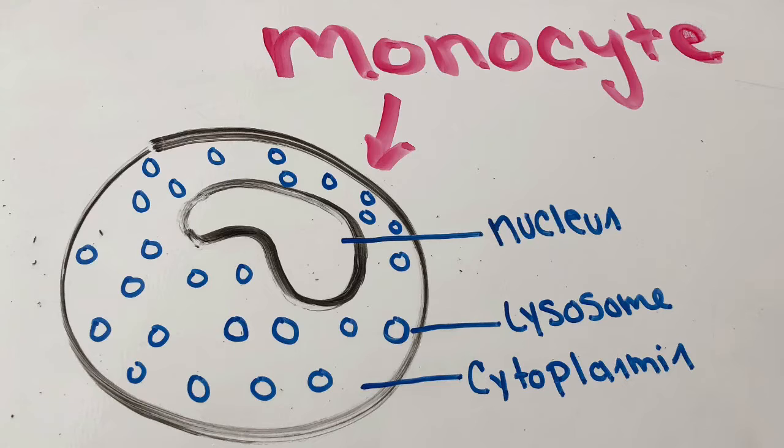Next, we have a monocyte. A monocyte consists of a nucleus, lysosomes, and the cytoplasm. The purpose of a monocyte is to carry anti-tumor, antiviral, antibacterial, and antiparasitic immunity, and they are involved in regulation of hematopoiesis.